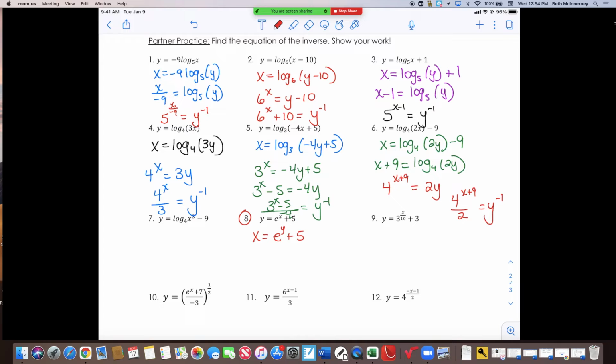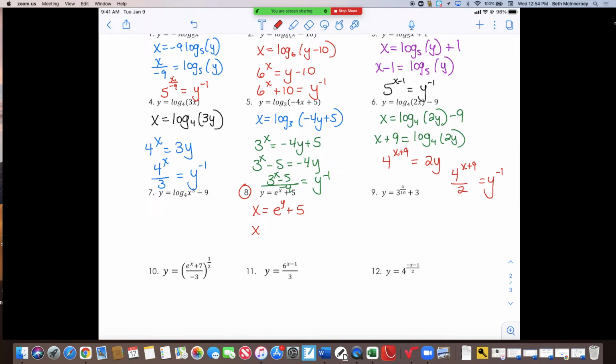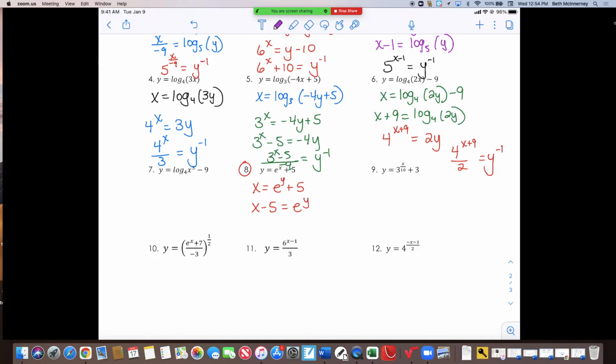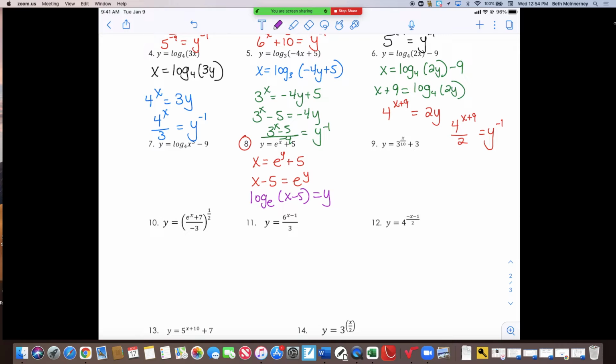I switch x and y, and I'm trying to get the e to the y power alone, my base to a power alone. Now, this is going to become log base e of x minus 5 equals y. I don't ever leave log base e. I know you're first learning it, so it's okay to start with it. But what is log base e? ln. So we're going to change that to ln x minus 5 equals y, and I'm going to call that y inverse.